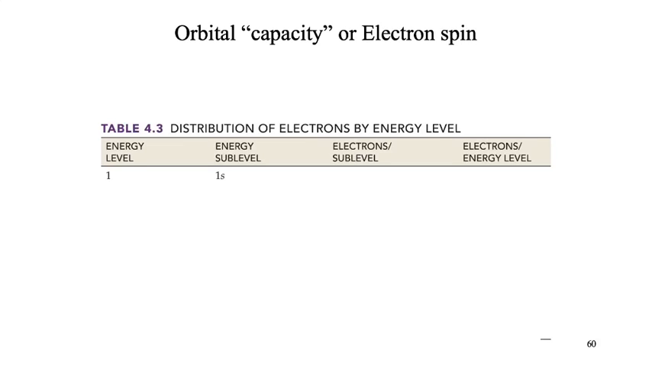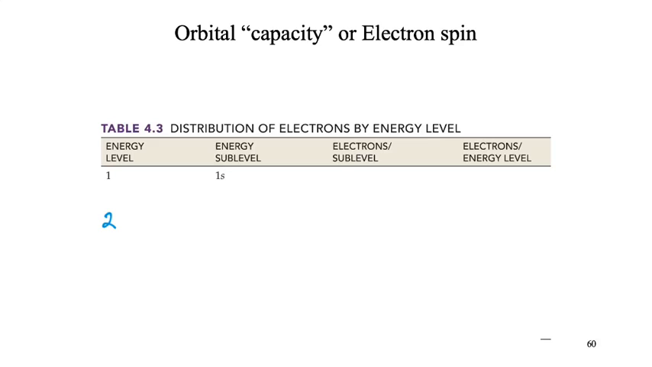So, orbital capacities. When we look at the first energy level, we get one sublevel, one type. Okay, so there's only one orbital for the first energy level. How many electrons can I fit into one orbital? 2, so I get 2 electrons. How many electrons fit in that energy level? Still 2. Okay?